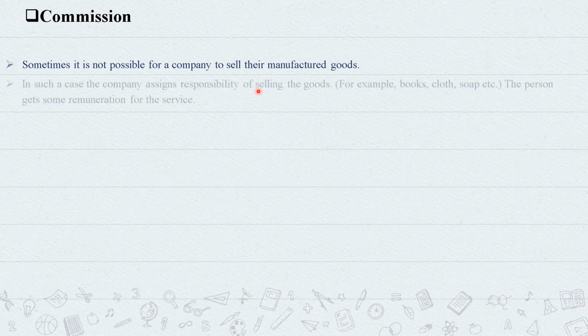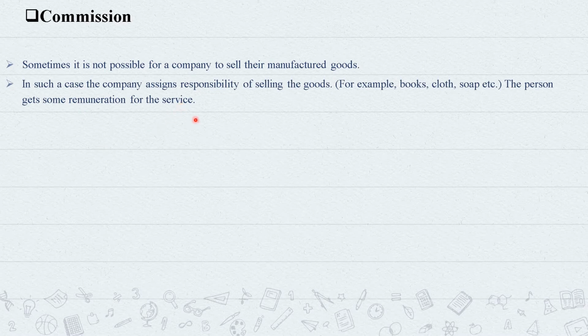First, let us understand what is the meaning of commission. Sometimes it is not possible for a company to sell their manufactured goods directly to the customers. In such a case, the company assigns the responsibility of selling the goods to someone else. For example, if there is a factory that is manufacturing books, that factory will not be able to sell the books directly to the customers. So it needs a person or somebody to do the selling.